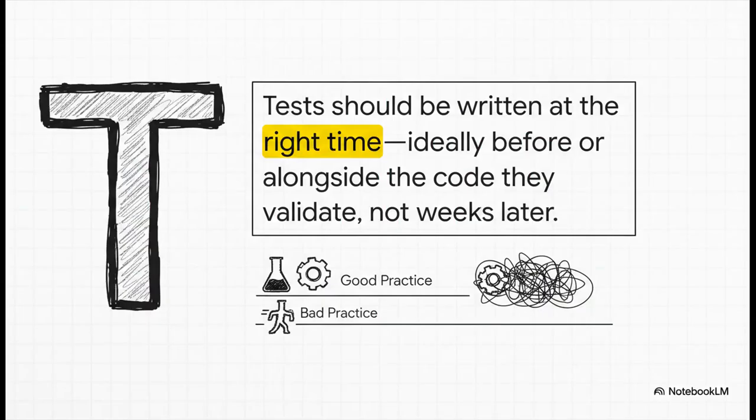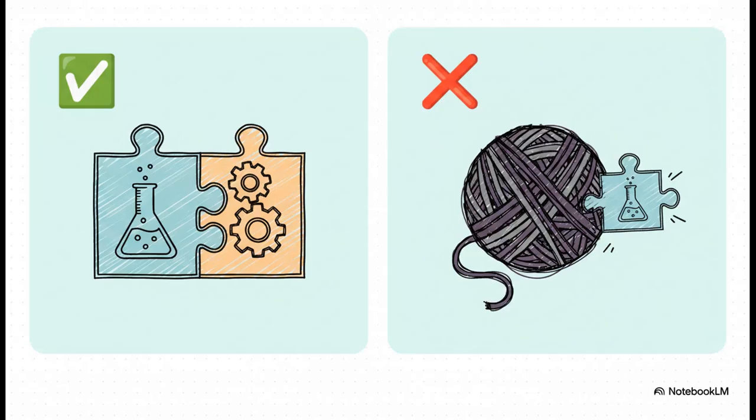And last but not least, T is for timely. Tests need to be written at the right time, and the right time is either just before you write the production code or right alongside it, not weeks later as an afterthought. Writing tests early doesn't just check your work, it actually makes you a better designer. It forces you to think about how to make your code more modular and decoupled right from the get-go, which makes it easier to maintain in the long run.